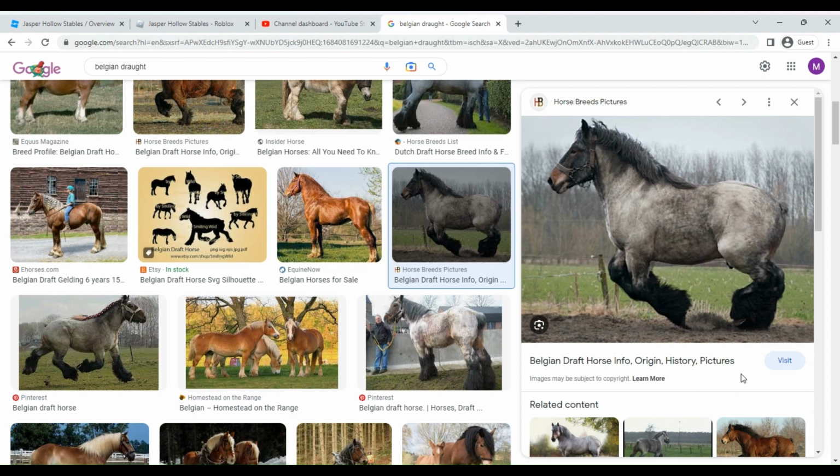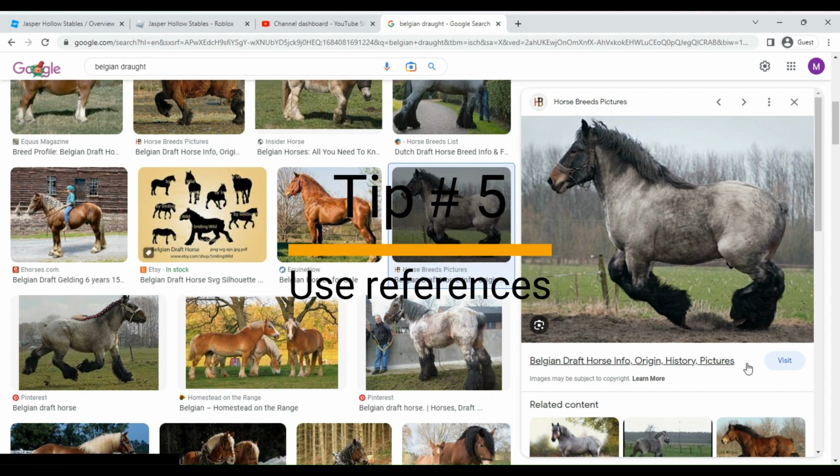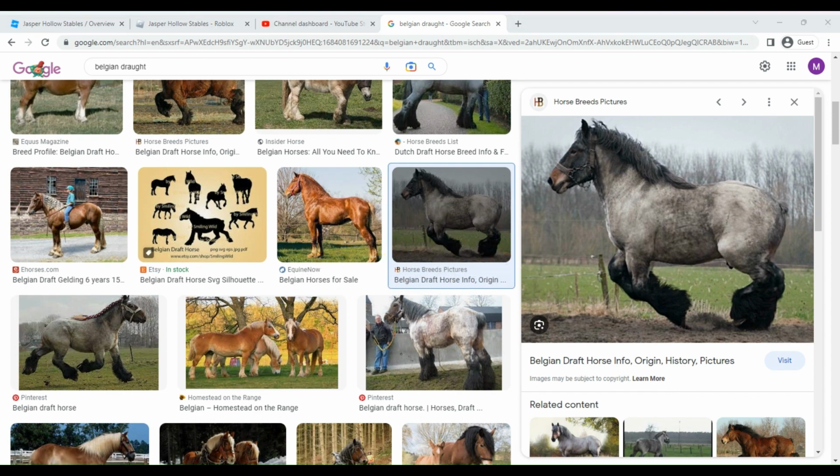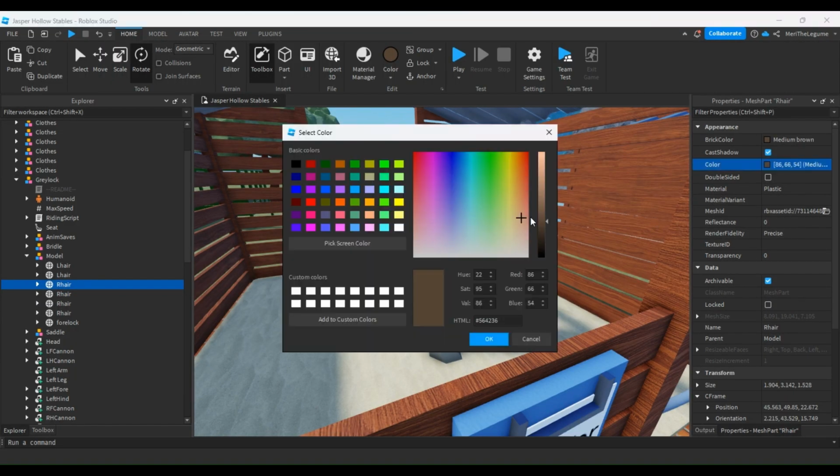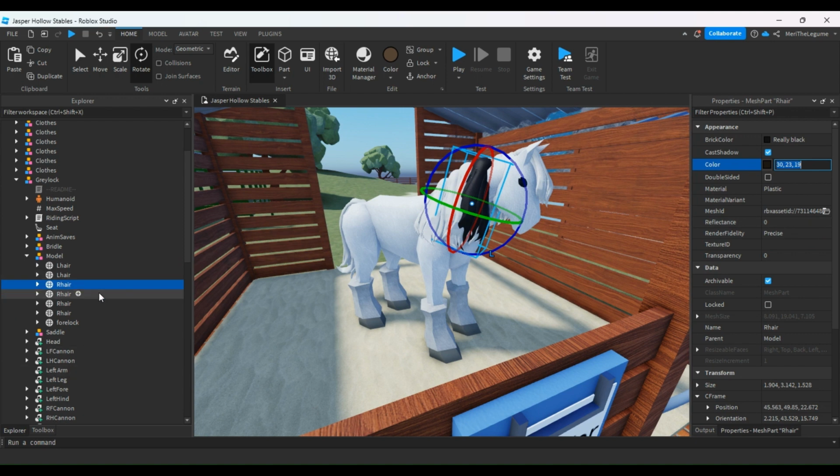My final and probably the most important tip that I have for you guys is to use reference photos of real horses. Reference photos make the horse look true to life. And just because you know what horses look like from seeing them doesn't mean it's not helpful to analyze a photo and take note of the exact colors and patterns.